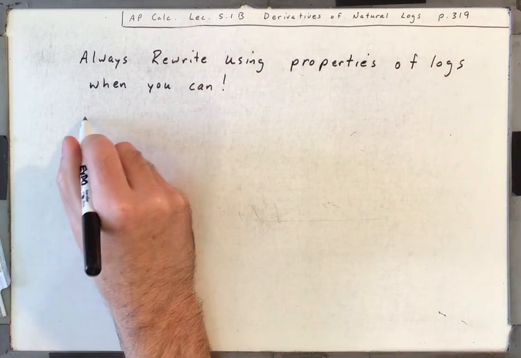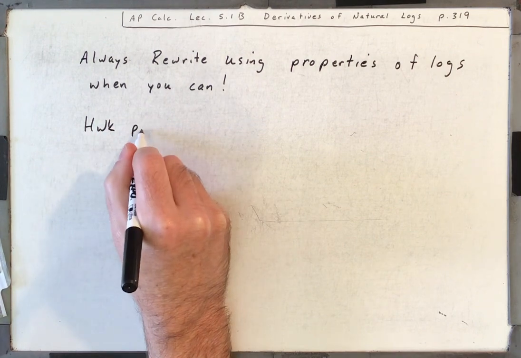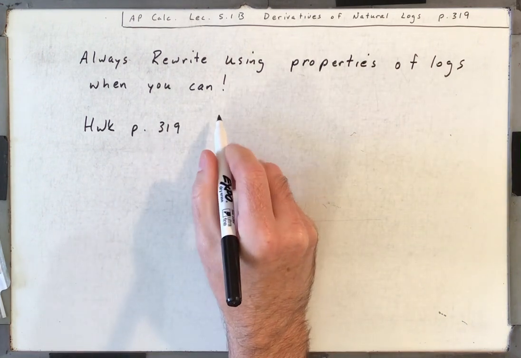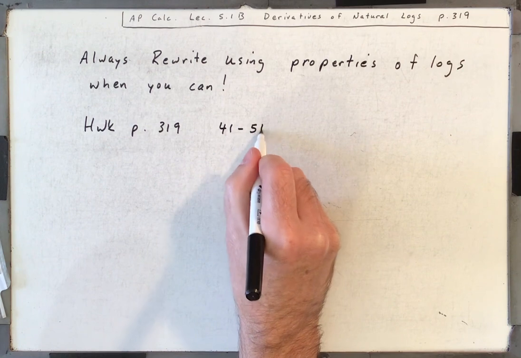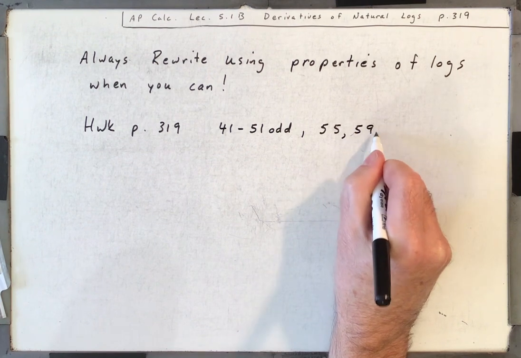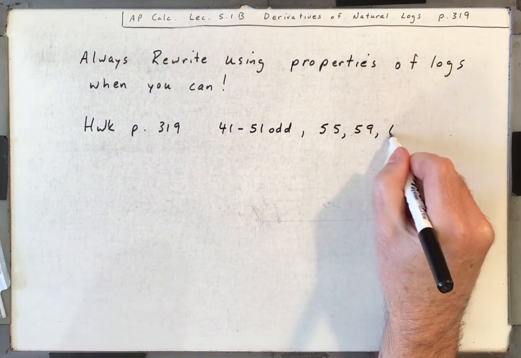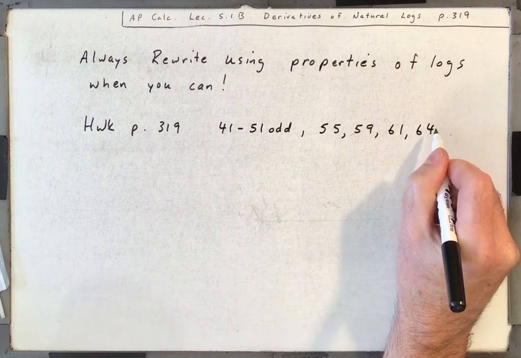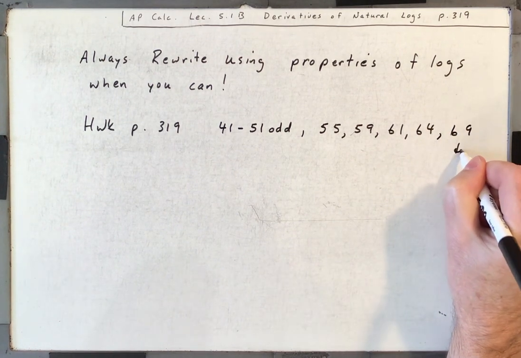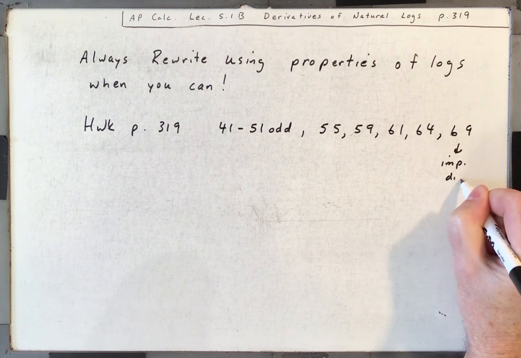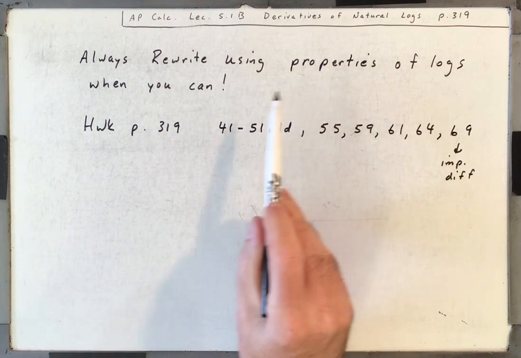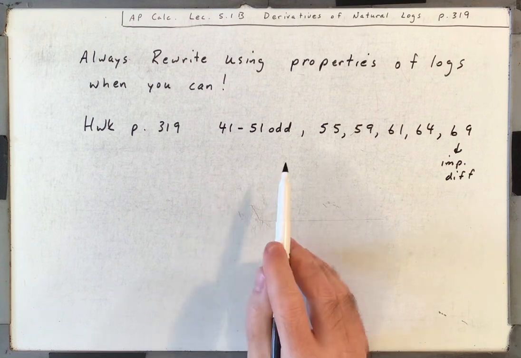Okay, do that first. So your homework is on page 319. You're going to do 41 through 51 odd, 55, 59, 61, 64, and then finally 69, which that one is implicit differentiation. So the first step, if you can rewrite using properties of logs and make it into, say, multiple logs, it's going to be a lot easier than if you don't do that.